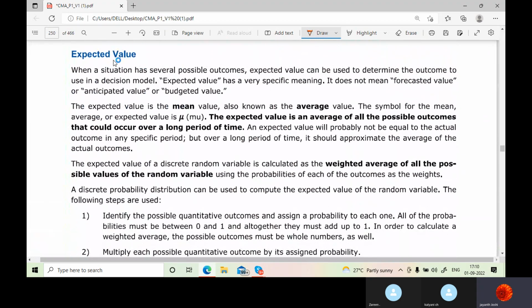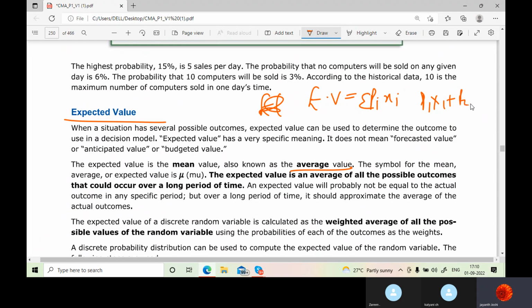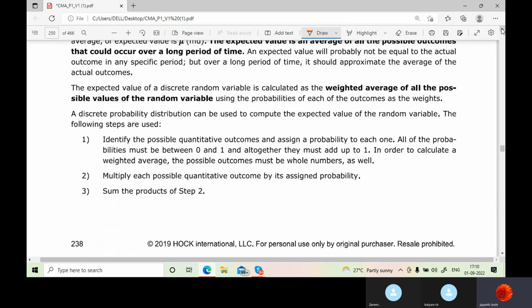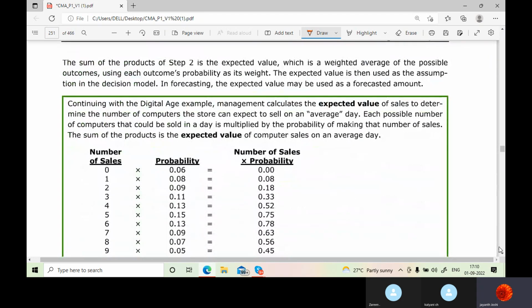Now, expected value is nothing but average value, but subjected to probability. So if I have to write the expected value formula, it is sigma pi xi, that means p1 x1 plus p2 x2. So when you add up all that, you get expected value. This is nothing but the probability into observation. We can definitely do that.